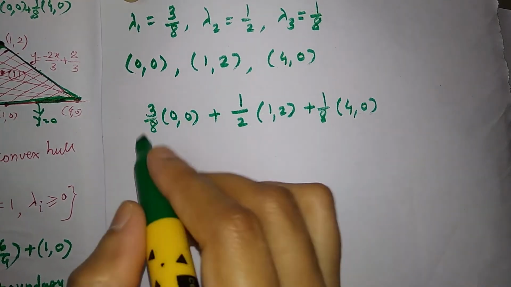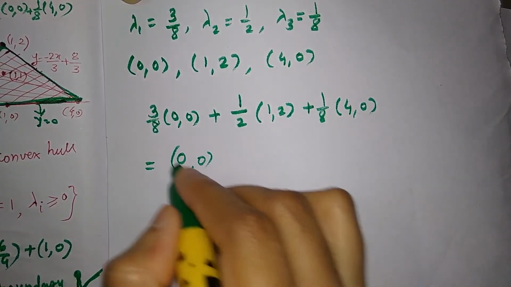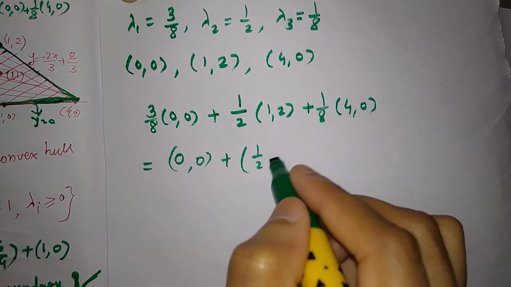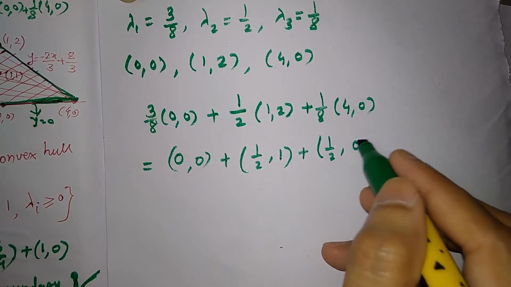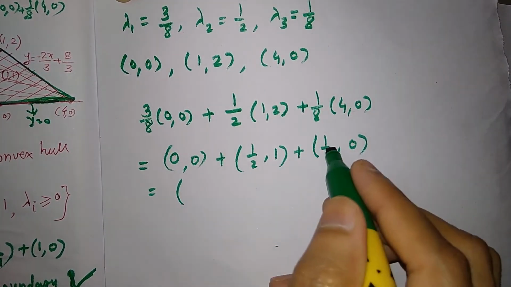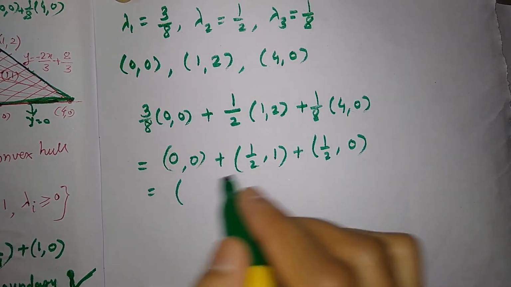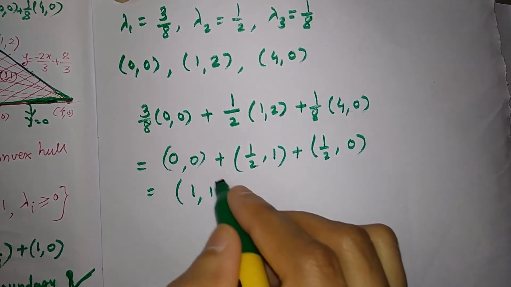And what is the linear combination? It is just 0, 0 comma 0 plus 1 by 2 comma 1 plus 1 by 2 comma 0, and just take the addition. So it is 1 by 2 plus 1 by 2 plus 0 is just 1, 0 plus 1 plus 0 is 1.